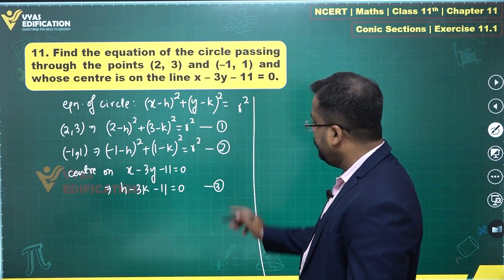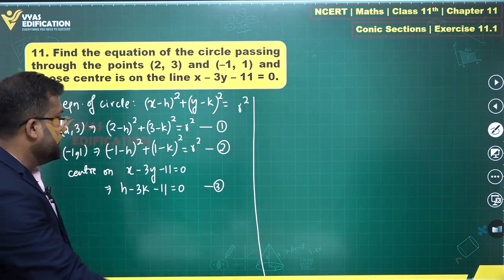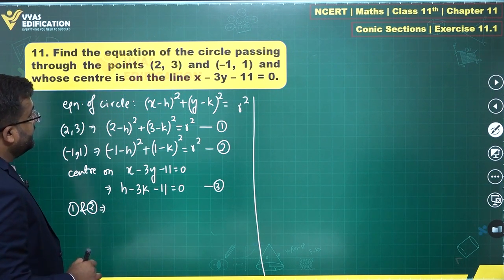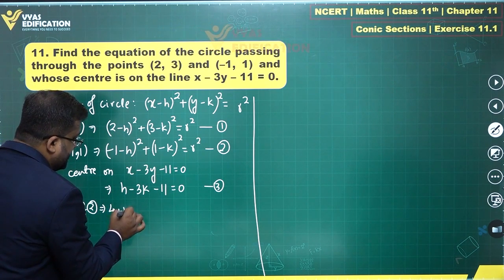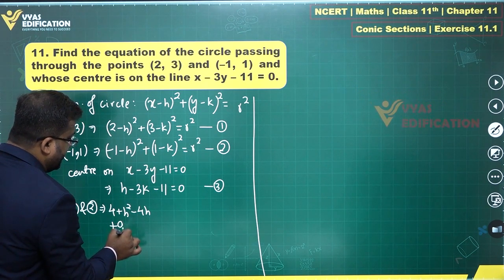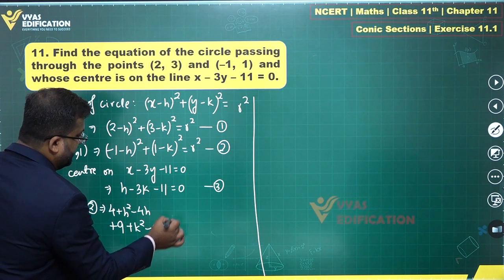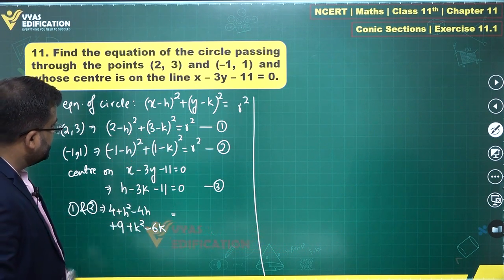Now from 1 and 2, what you can do is you can eliminate r square, right? So let's apply. 1 and 2 tell me that this will be equal to this, okay? And what is this equal to? This is 4 plus h square minus 4h. Okay, what is this? This is plus 9 plus k square minus 6k. These two terms are equal to r square, and therefore this is also equal to r square.